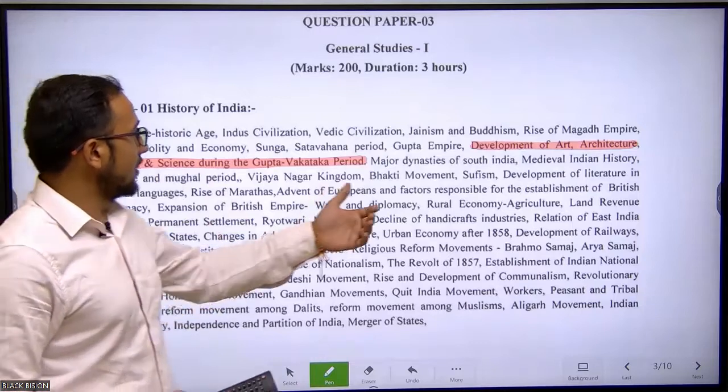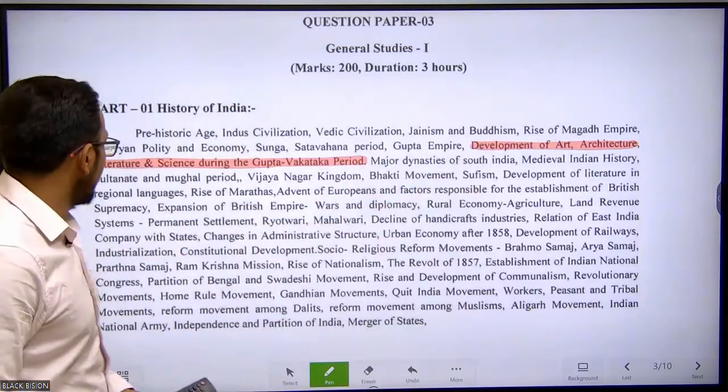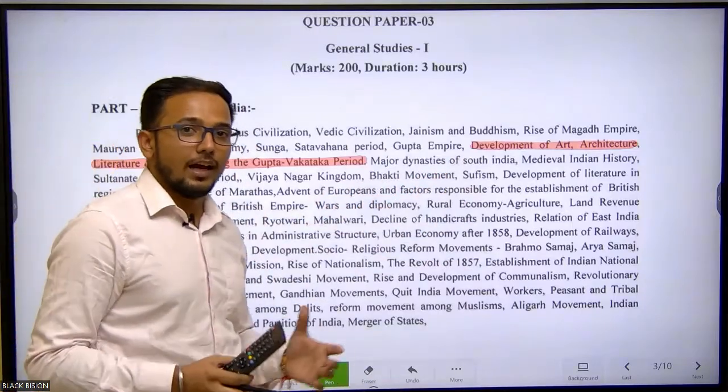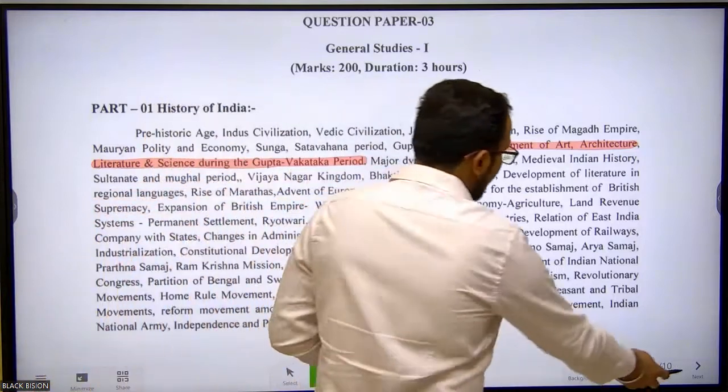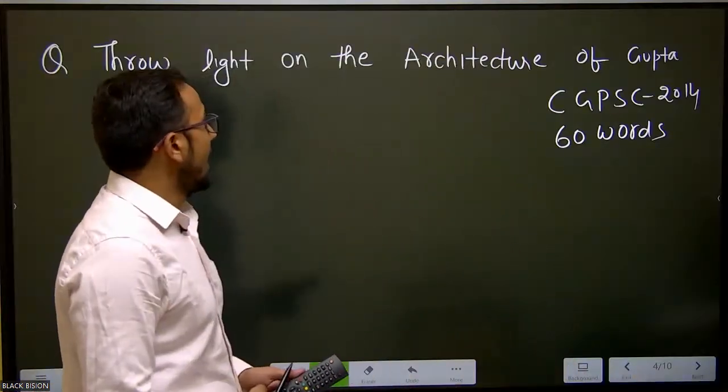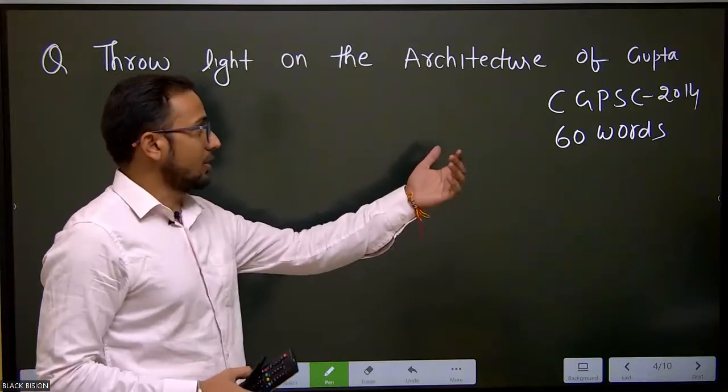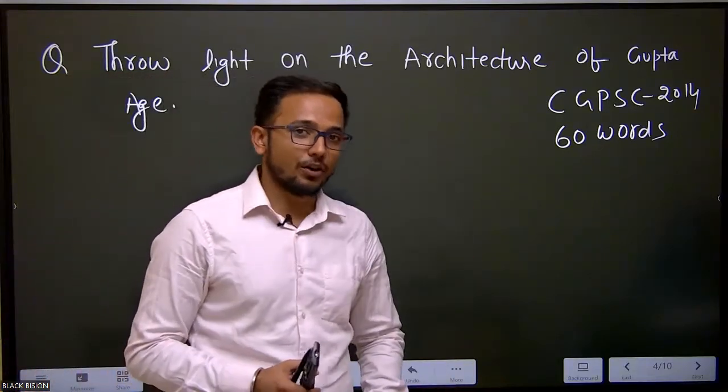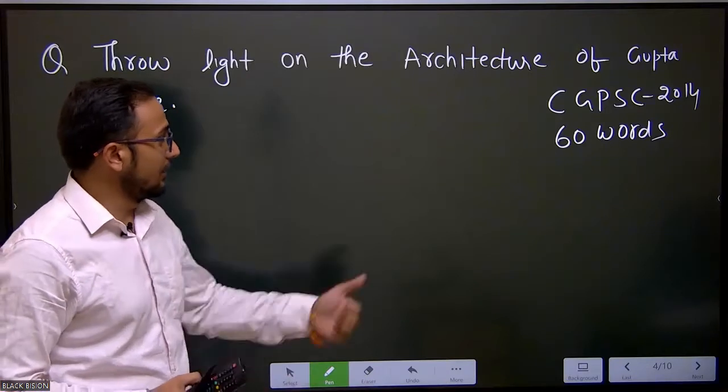This is our module, which covers today the development of art and architecture, literature and science during the Gupta as well as Vakataka period. So today our question is: throw light on the architecture of the Gupta. This question was asked in Chhattisgarh PSC in 2014 and the word limit is 60 words.